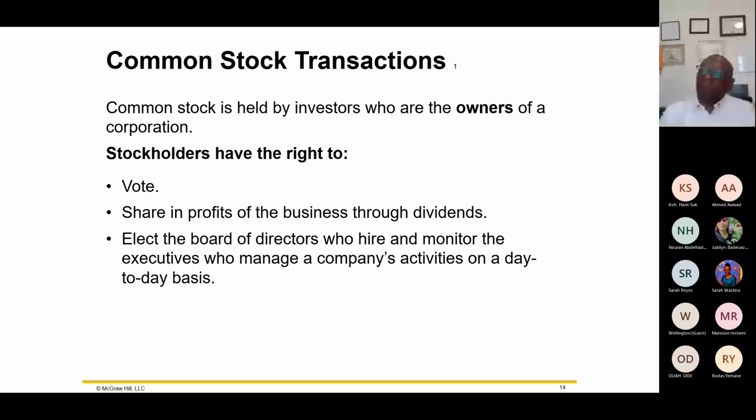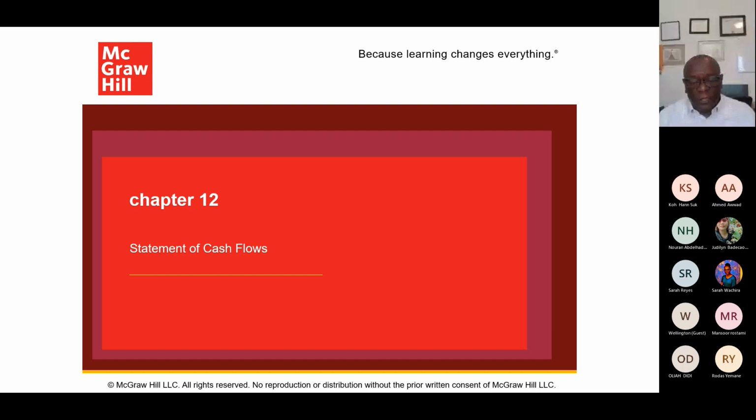Statement of cash flow, we say, is based on 3 activities. Do we still remember all the 3 activities? What are those 3 activities? Number one is operating activities, very good, then investing activities, and cash flow from financing. So we have financing activities.